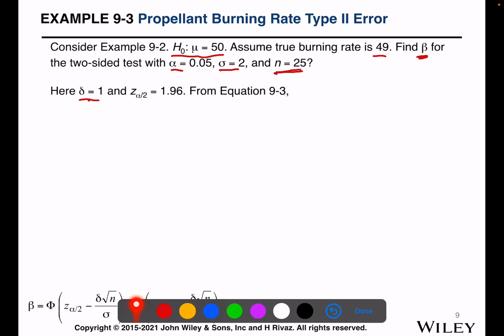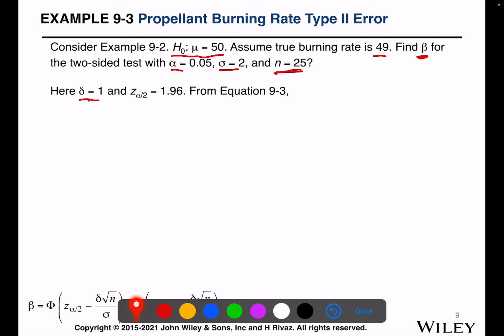I'm mainly wondering because the equation is, our mu there is 49, and then it's equal to our mu0, 50, plus the delta value, which is 1. But if you plug everything in, that would give you 51 instead of 49. So that's the same question.